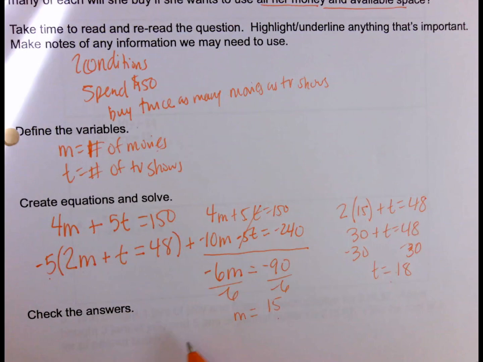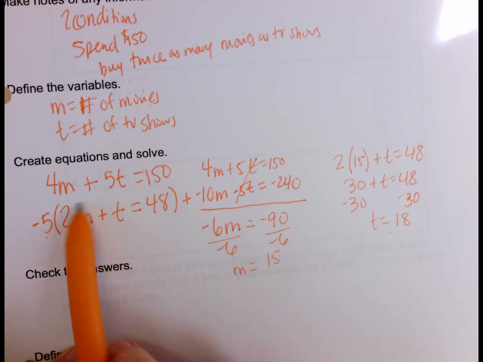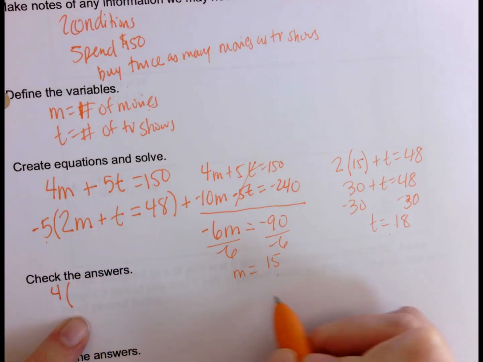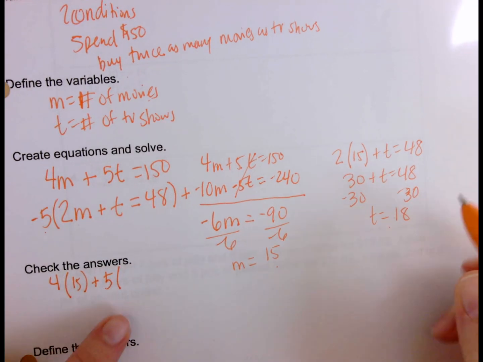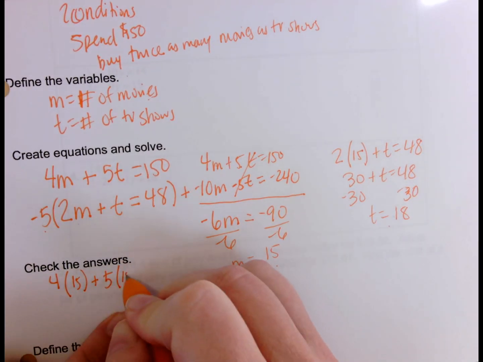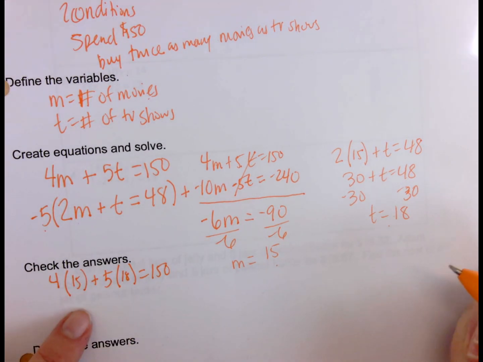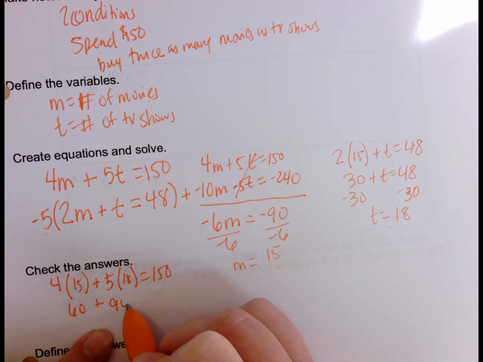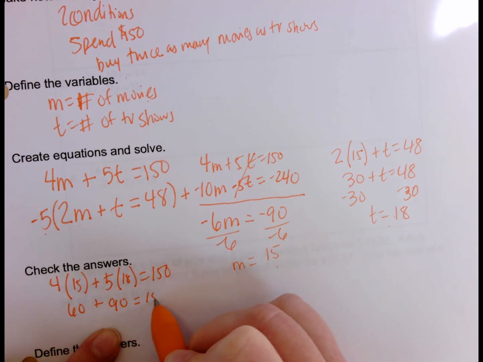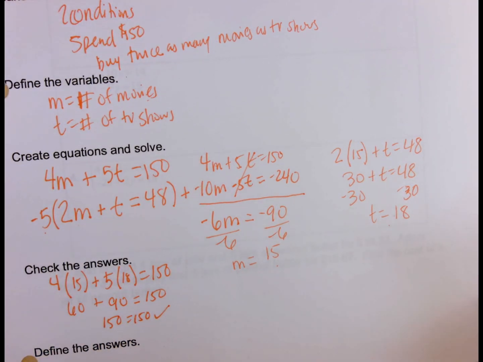Okay, so first let's check to make sure that she spends her full $150. So I'm going to take these two values and substitute them back into the original equation. So 4 multiplied by the number of movies, which was 15, plus 5 multiplied by the number of TV shows, which was 18, is equal to $150, hopefully. Well, 4 times 15 is 60, so she spent $60 on movies. 5 times 18 is 90, she spent $90 on TV shows. And that should equal $150, and it does. So we've met the first criteria.